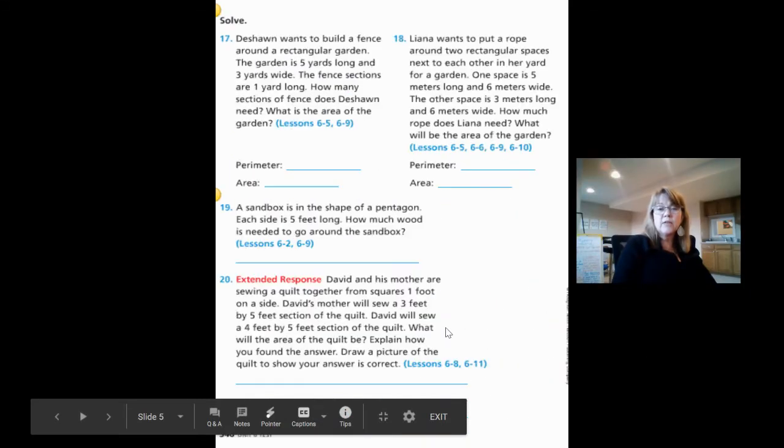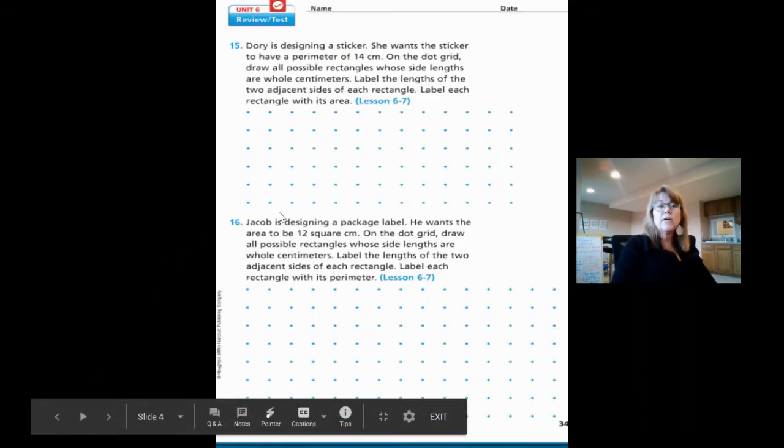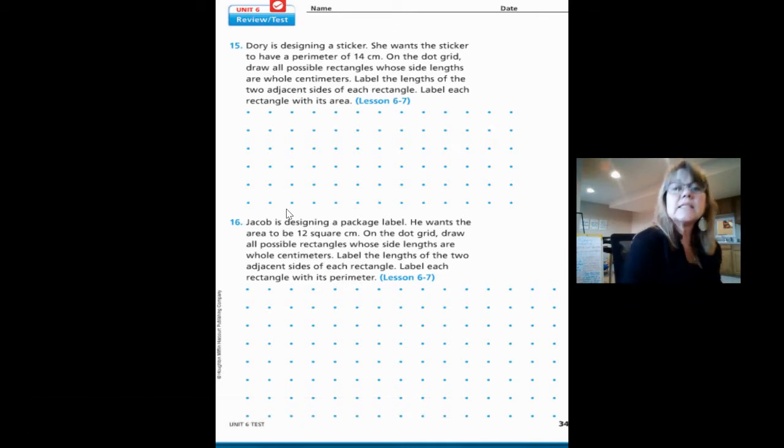Two word problems. I think you guys shouldn't have problems with that. Because I went too far. Sorry, guys. Here, Dory is designing a sticker. She wants the sticker to have a perimeter of 14 centimeters. On dot grid, draw all possible rectangles whose side lengths are whole centimeters, so we can't do halves on here. Label the lengths of the 2 adjacent sides of each rectangle. Label each rectangle with its area. So what are different ways we can make 14 going all the way around? Remember, we can split it in half, take one of those numbers off. The other part is the other side.